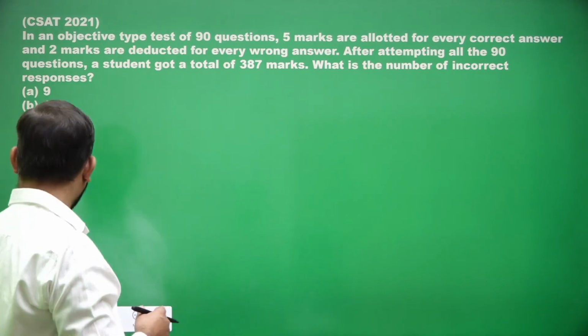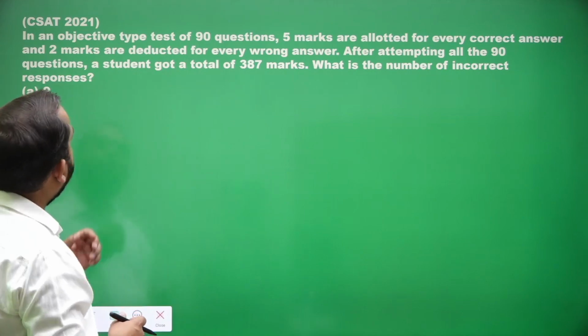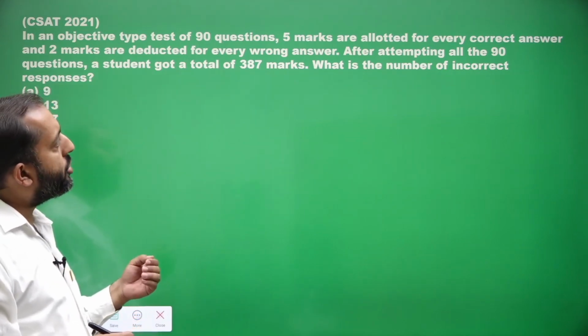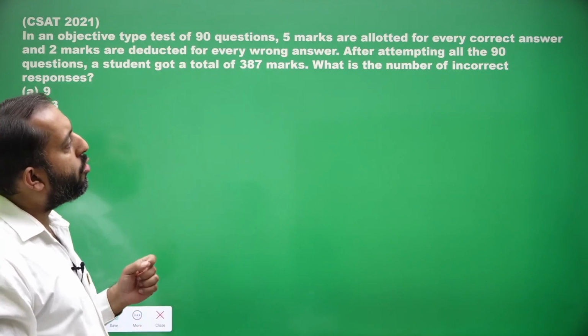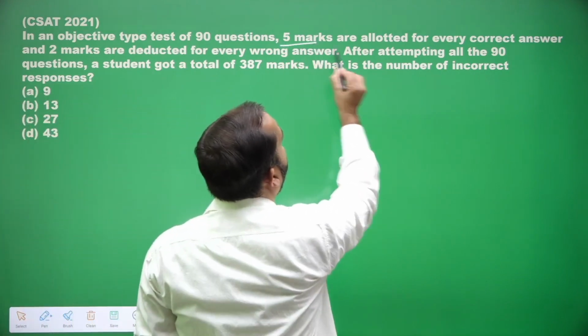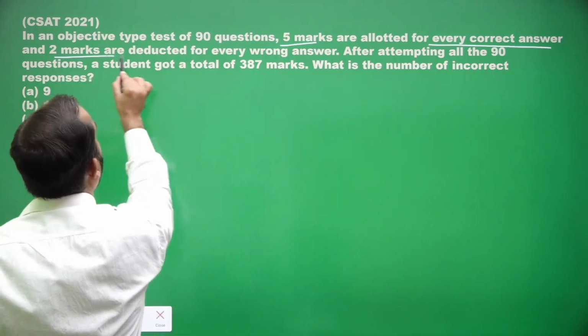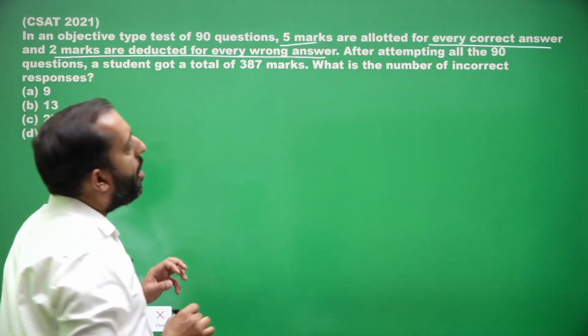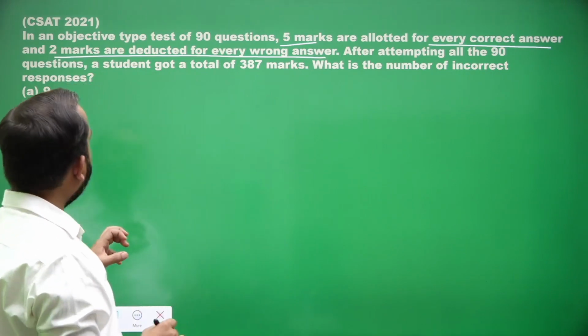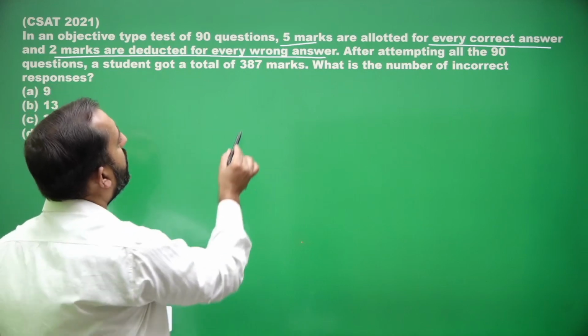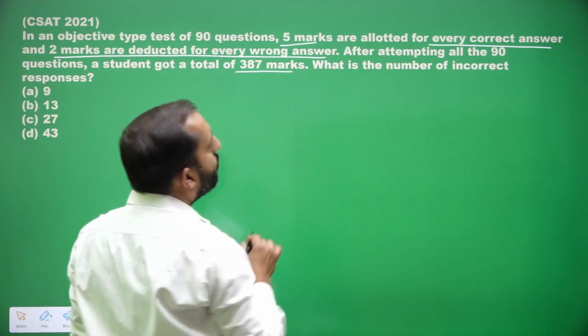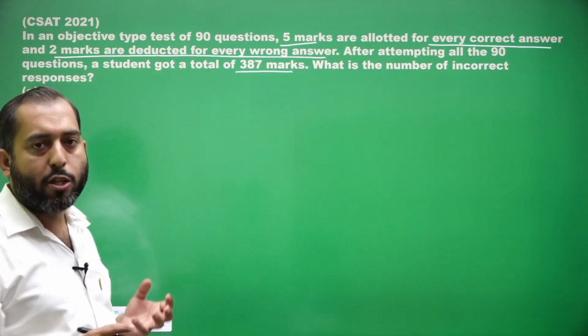This problem says in an objective type of test, 90 questions are there. 5 marks are allotted for every correct answer and 2 marks are deducted for every wrong answer. After attempting all the 90 questions, a student got a total of 387 marks. What is the number of incorrect responses?